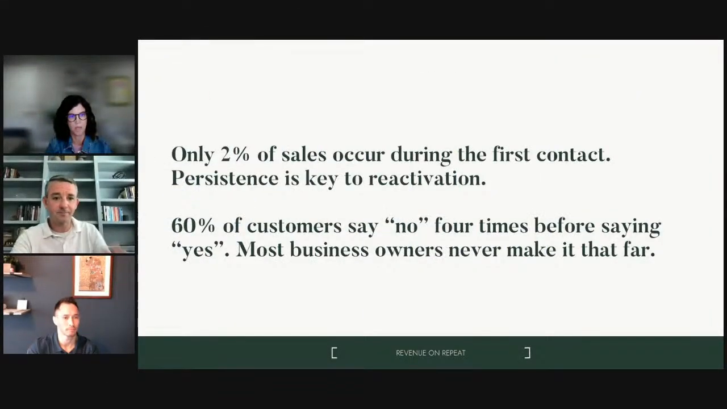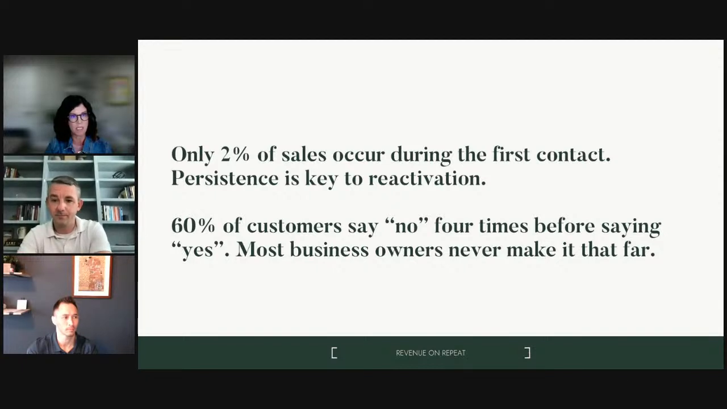Okay, awesome. Just a few more statistics to reiterate the importance of having something like this in place. Only 2% of sales occur during the first contact. Persistence is key to reactivation. And again, we'll get back to the questions in a minute.